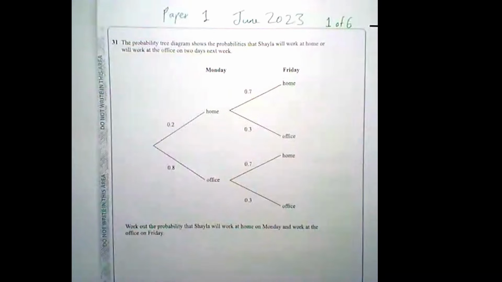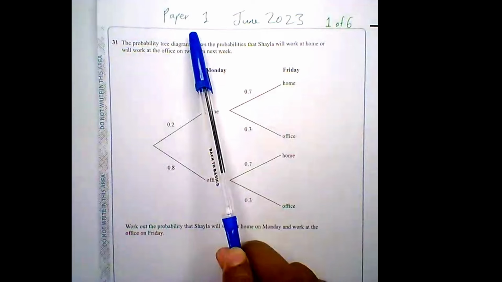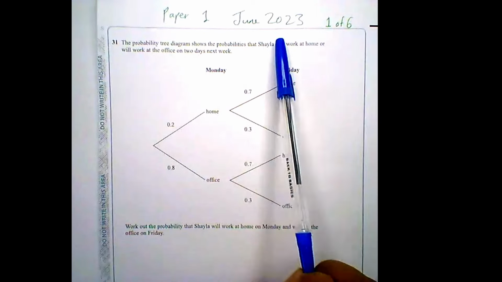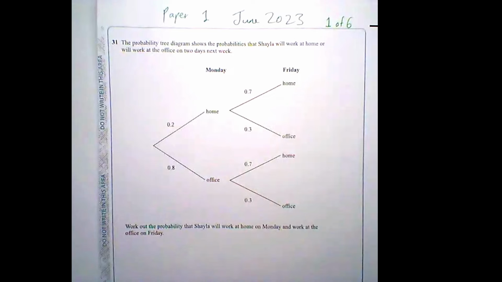So today we are going through probability tree diagrams and we're looking at foundation questions. There are 6 questions. The first one we are looking at is paper 1, a non-calculator paper question from June 2023. Press pause and have a go. When you are ready, press play for the answer.